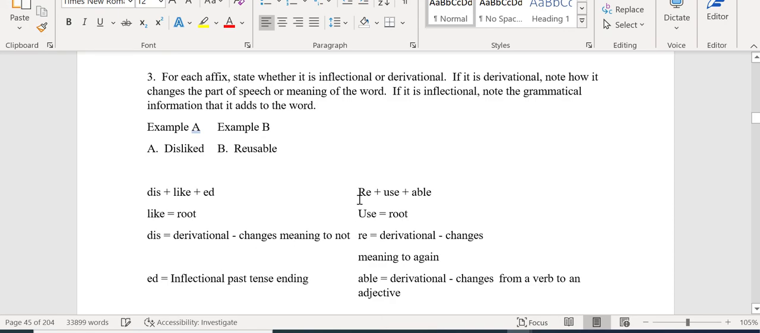Now another one, if we look over at reusable, we break it into re and then use and then able. So use is the root and then re is derivational. It changes the meaning to again. You go from use to reuse. And then you have able, it changes from a verb to an adjective, because reuse is a verb and then reusable is an adjective. So that would be isolating morphemes with these two examples.